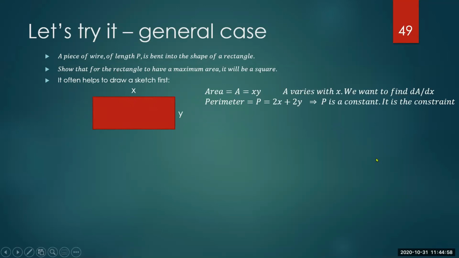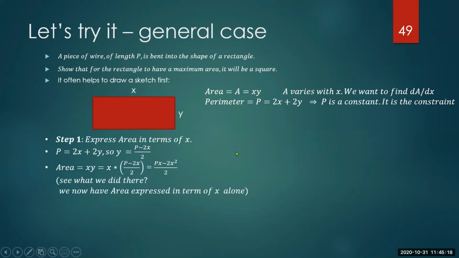So the first thing that we want to do here is express the area totally in terms of x. We note that P is equal to 2x plus 2y, so y is equal to P minus 2x all over 2. And area is equal to xy, so that's equal to x multiplied by P minus 2x over 2. And so the area is Px minus 2x squared all over 2. And so you can see what we did there. We've expressed the area in terms of x alone.